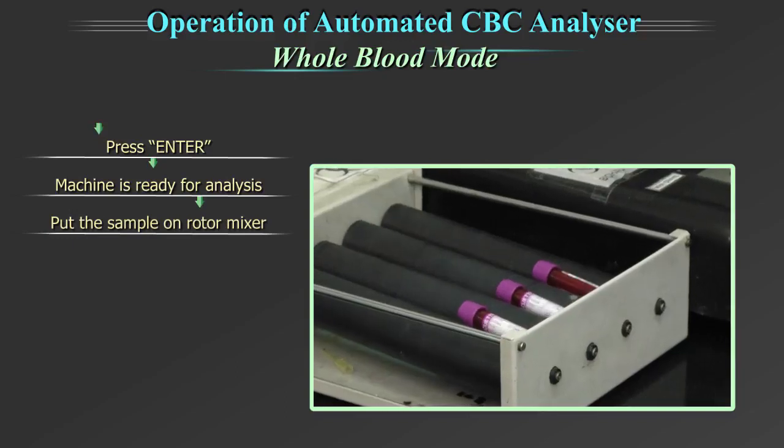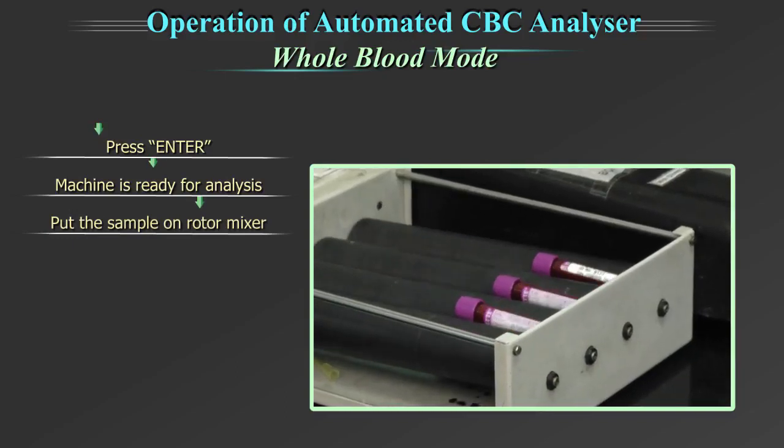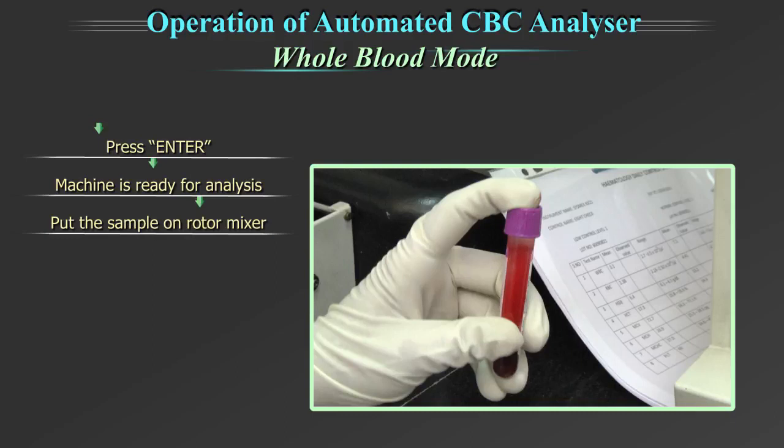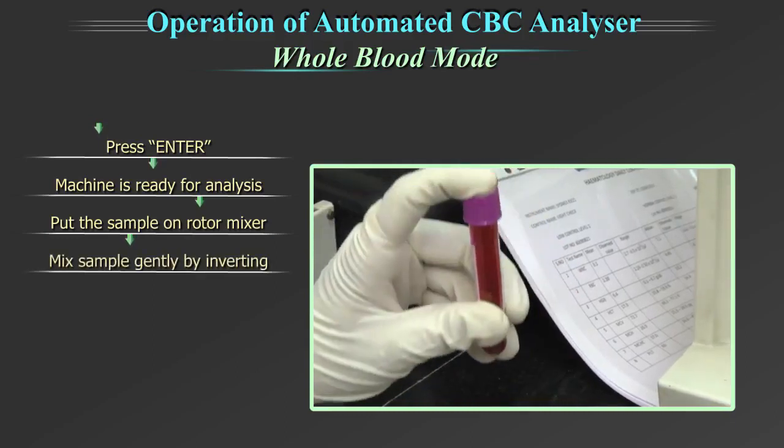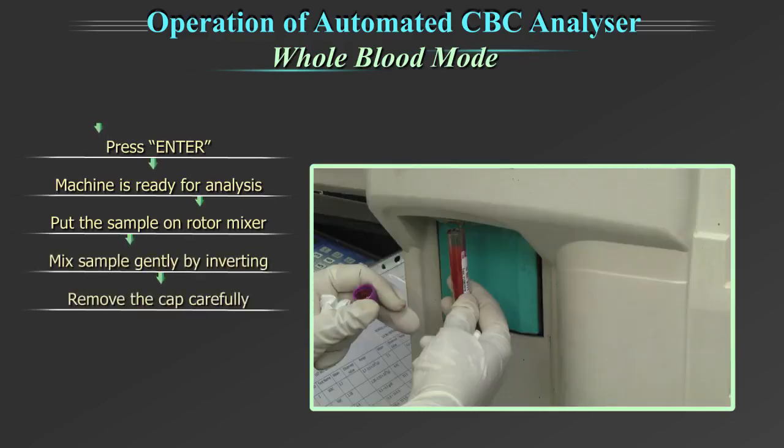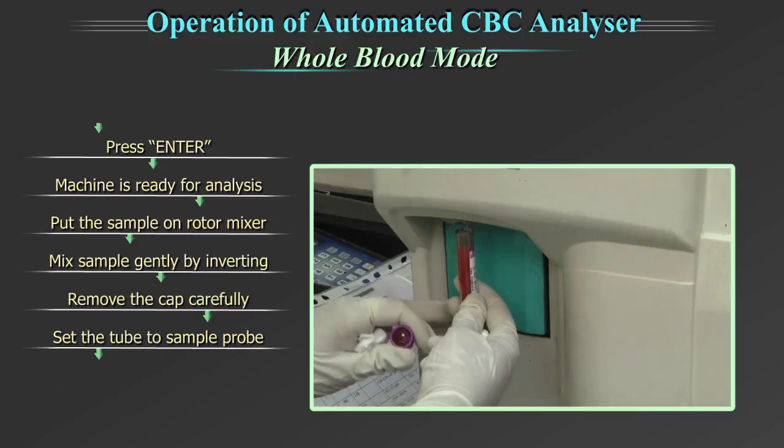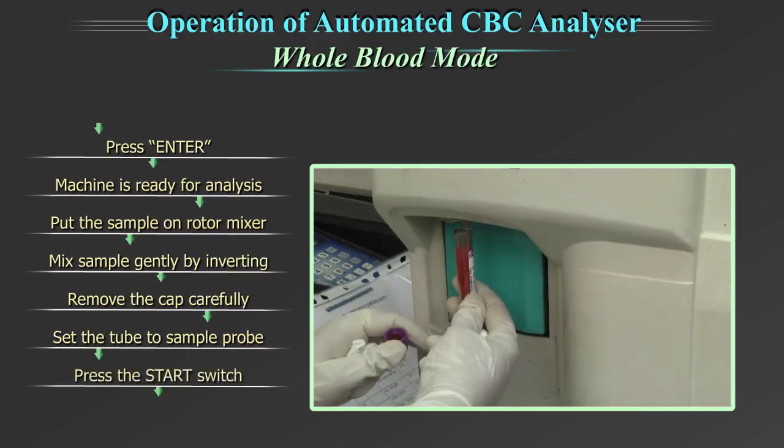Place the sample on the rotor mixer for 3 to 5 minutes. Take the sample from the rotor mixer, mix gently by inverting. Remove the cap carefully, taking care not to scatter the blood. Set the tube to the sample probe and press the Start button.